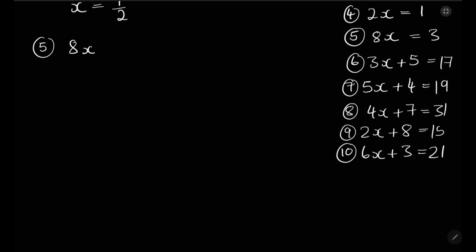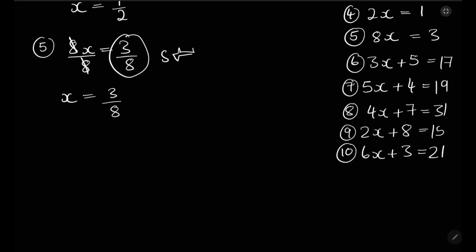Now let's try number 5. We have 8x is equal to 3. We divide both sides by 8. 8x divided by 8 and 3 divided by 8. This cancels with that. Therefore, x is equal to 3 divided by 8, which is 3 over 8. When you punch this in your calculator, it'll give you a decimal. So look for S, and there's an arrow that says D. It'll give you 3 over 8.